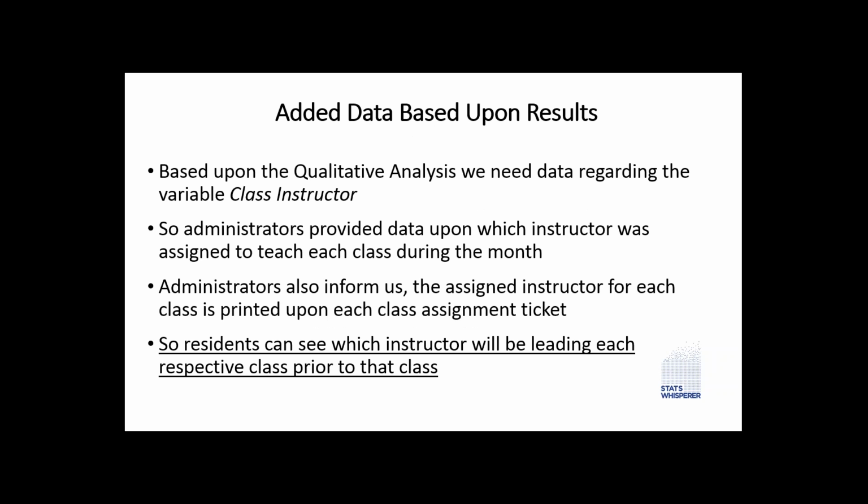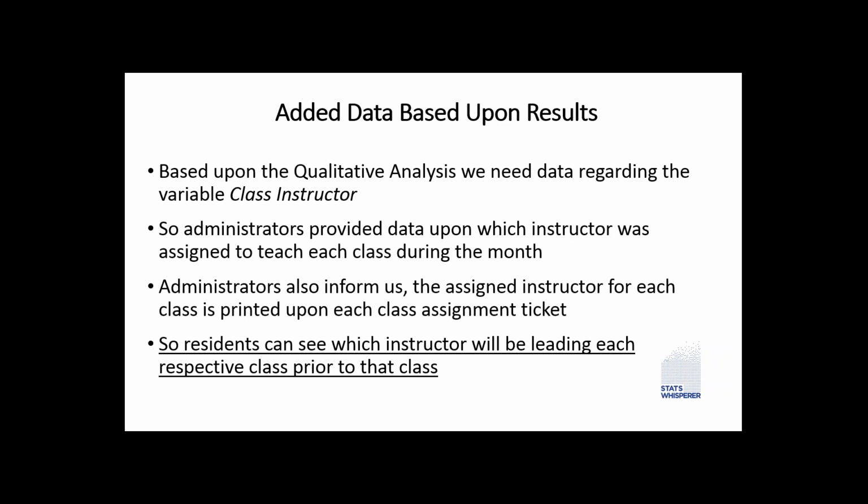Right, so a little added data note here. What happened in our process was we noticed class instructor was an important variable, but we don't have that data. It's not in the quantitative data set, and the participants couldn't tell us who taught each class during the month. So we go back to the administrators of the retirement community residents, and we tell them we need this data. We say we need to know who taught each class during the month. So they actually give us those data.